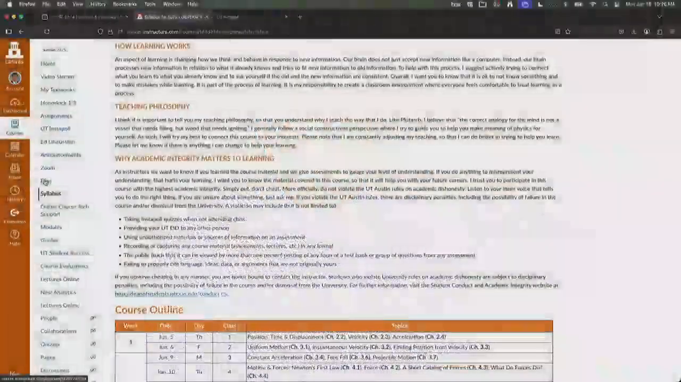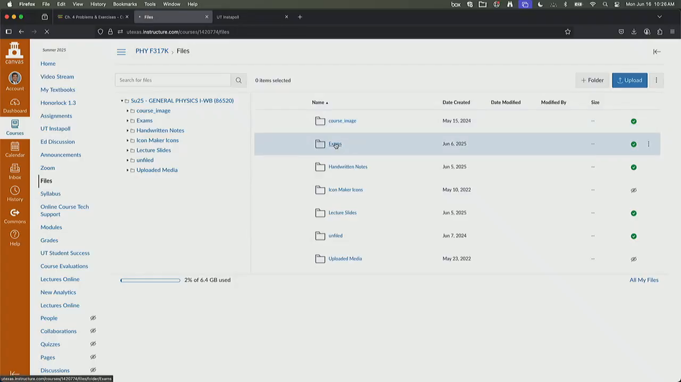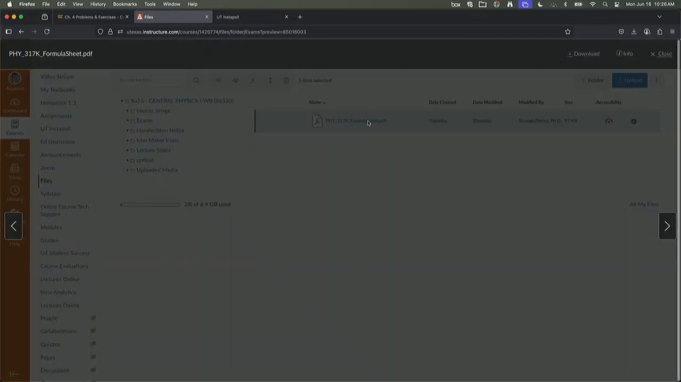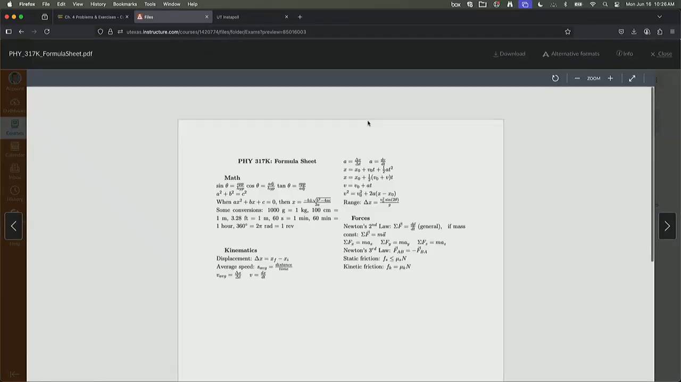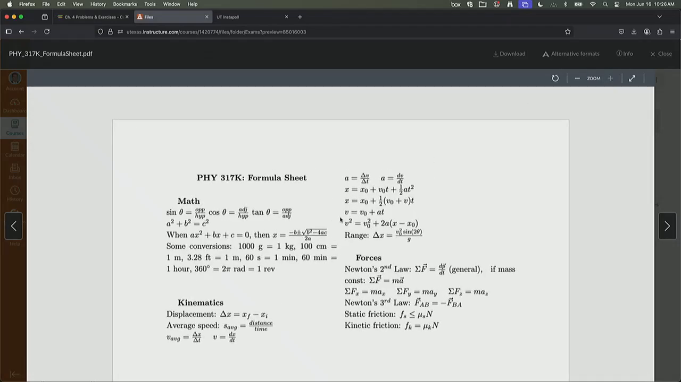If you want to get a preview, let's switch to the computer. If you want to preview what you're going to get for the equation sheet, you can see it under Files. If you click on Exams, this is what you're going to see on Honorlock. You can zoom in, and this is the view that you're going to have for the equation sheet, okay?